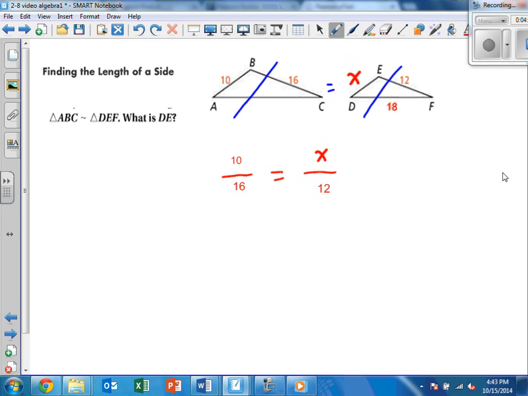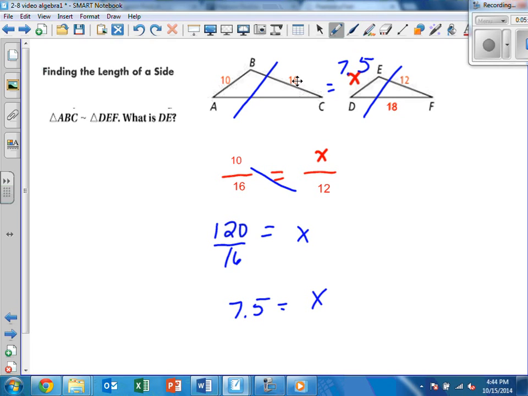How do I solve that? Cross multiply. 10 times 12, 120, equals 16 times x. Remember, I told you the shortcut is divide by the number that connects to the variable. Divide by 16 is going to equal that side. If I did the math of 120 divided by 16, I would find out that that came to 7.5, or 7.5 equals the measurement of the x side. So x is 7.5.